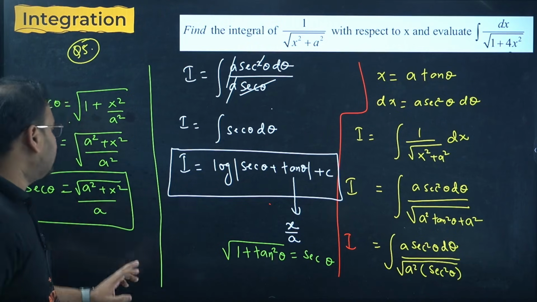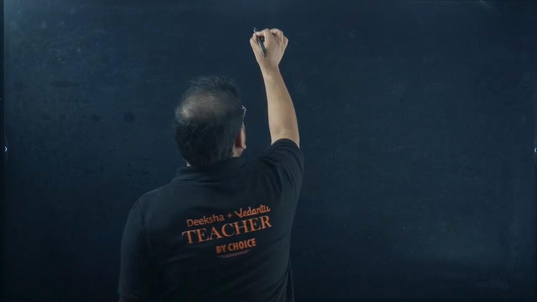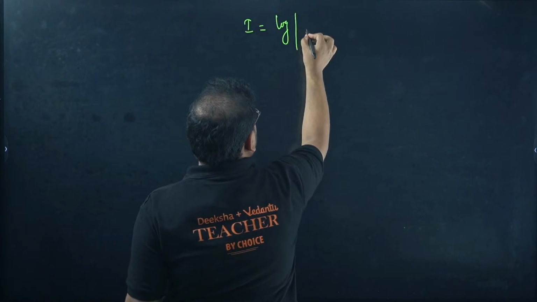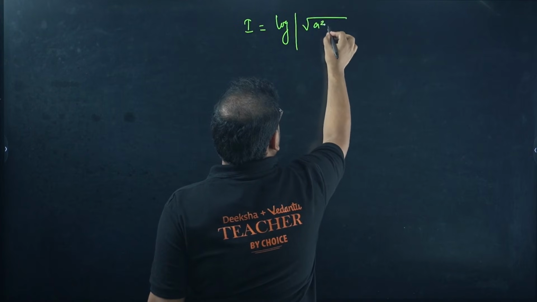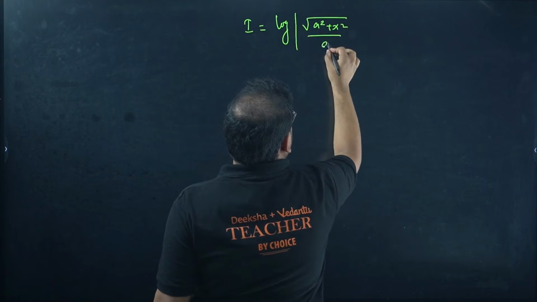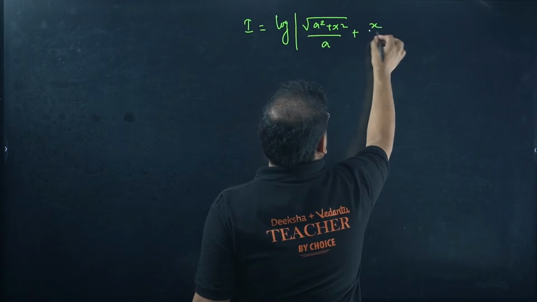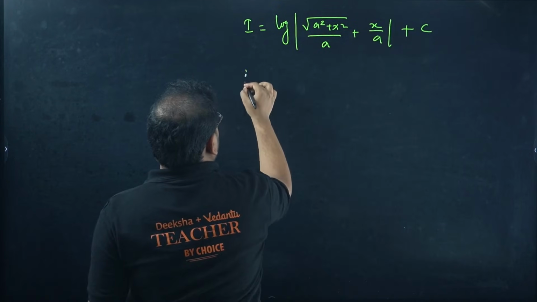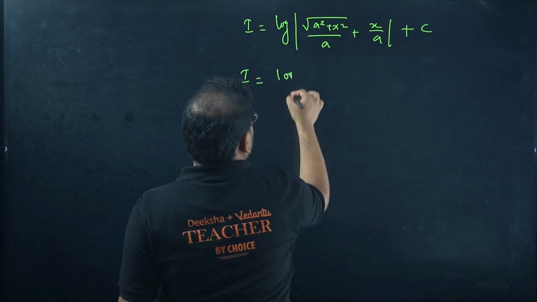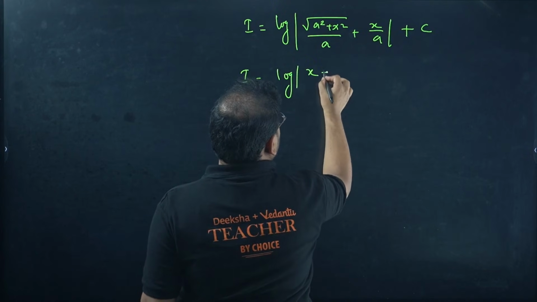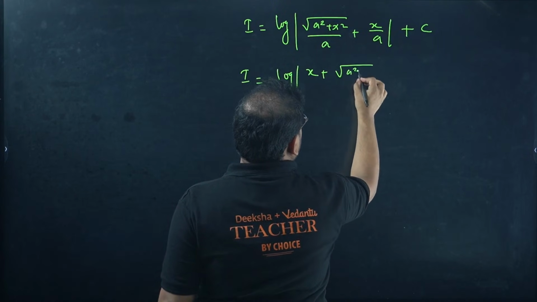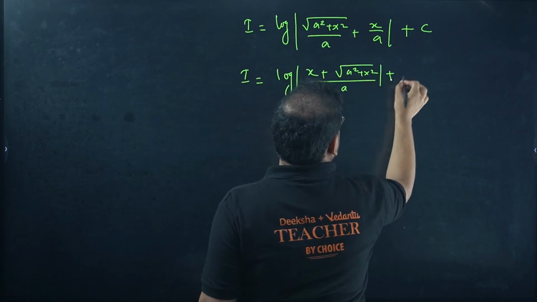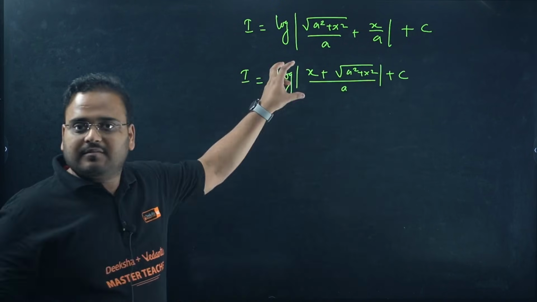Now club them together and write the answer. You'll have the integration as log of root of a square plus x square by a, plus x by a, plus constant c. You can club them together, you get log of x plus root of a square plus x square, by a, plus c.